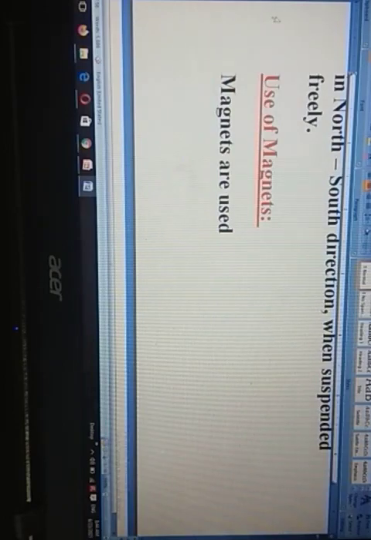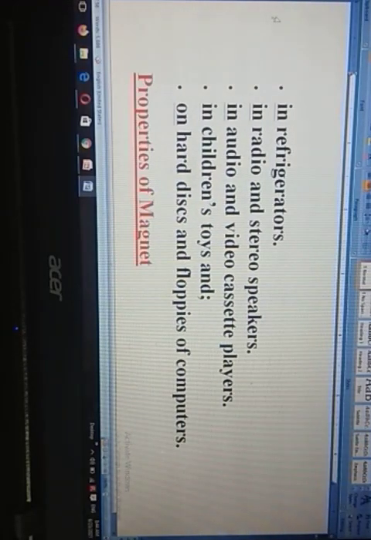So we can use magnets. Magnets are used in refrigerators, in radio and stereo speakers, in audio and video cassette players, in children's toys, and in hard disks and floppy disks of computers.